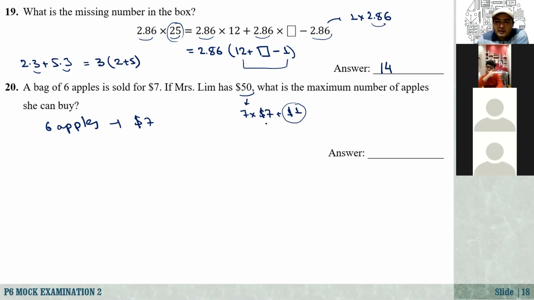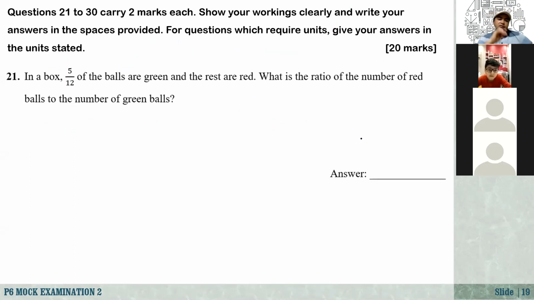So in 1 bag, actually we have 7 apples. So how many apples? 7 times 7. So we can buy maximum how many apples? 49. All right. It was easier. Yeah, very good.